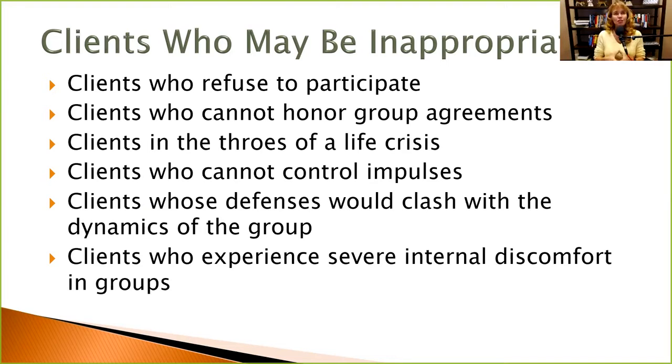It's important to look at those defenses, but also to help the client understand and become aware of their defenses and the impact of their defenses on other people. And it's a process. If those defenses are harmful or hurtful, obviously we're going to have to look for a different placement. And clients who experience severe internal discomfort in groups.